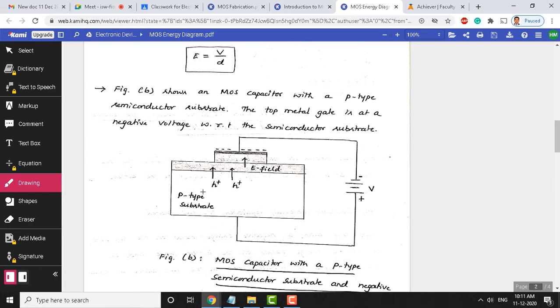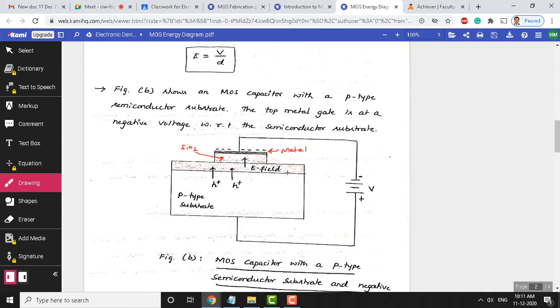The semiconductor substrate chosen here is a p-type substrate. Now, the top plate is applied with a negative power supply, so negative charges will be supplied to the top plate. This is a metal plate, the top plate, and you can see there is a silicon dioxide layer.